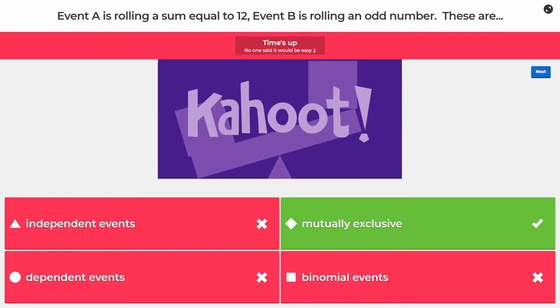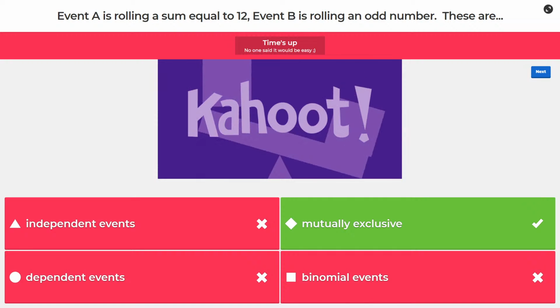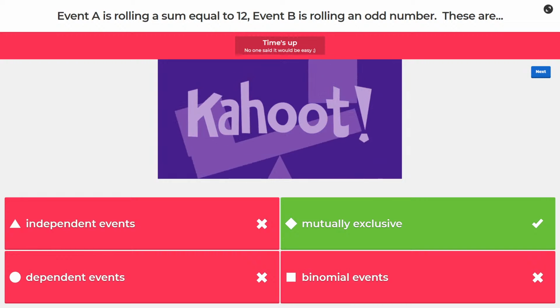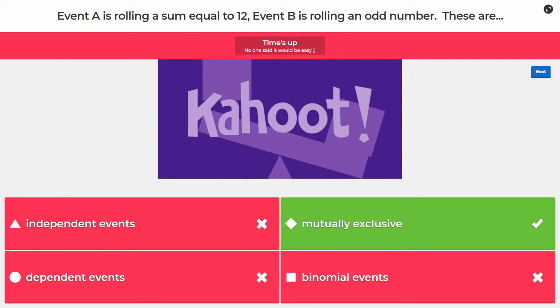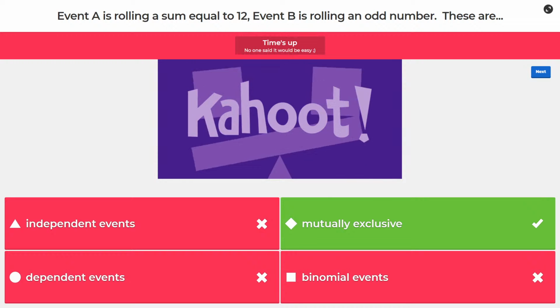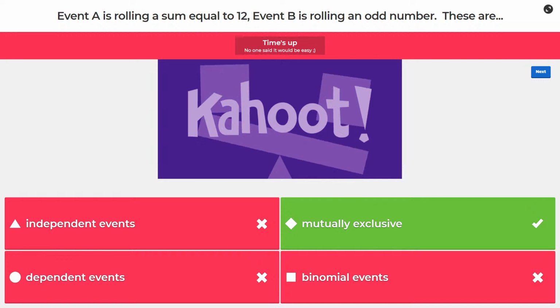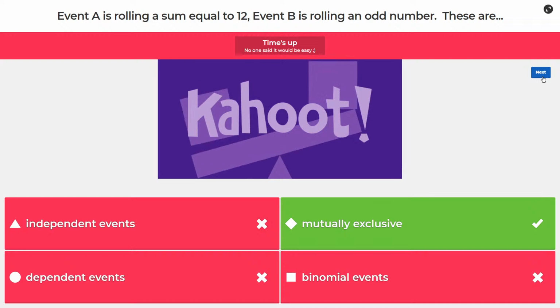Yeah, that'd be great. So the answer is a mutually exclusive event because events A and B can't happen at the same time. So when rolling a die, you can't roll a 12 and have an odd number. That's why it's a mutually exclusive event. And if you didn't know, 12 is an even number. Fun fact for you guys.